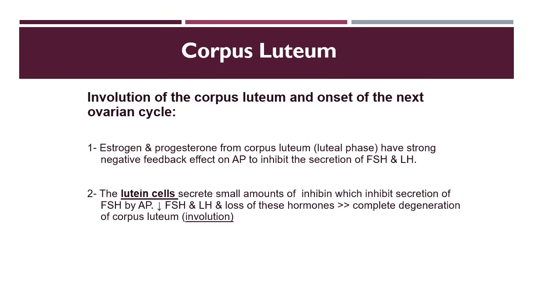Furthermore, lutein cells secrete small amounts of a hormone that is called inhibin, an inhibitory hormone, that inhibits the secretion of FSH by the anterior pituitary gland. So this will cause reduction of both FSH and LH. Then loss of these hormones will cause degeneration of the corpus luteum, which is called involution of the corpus luteum.